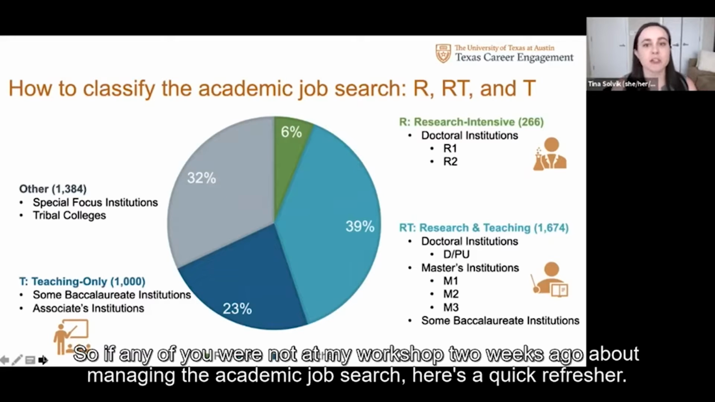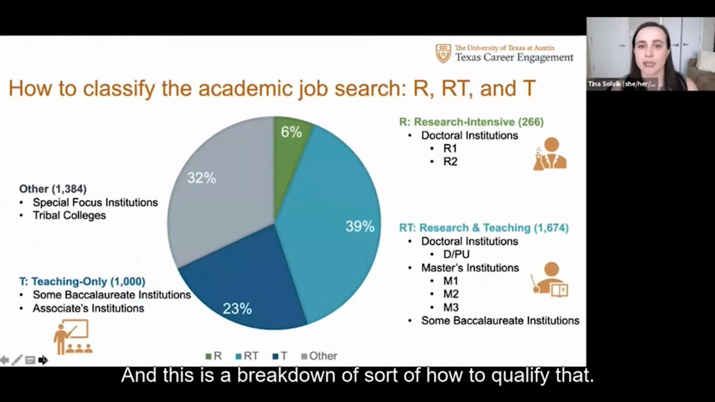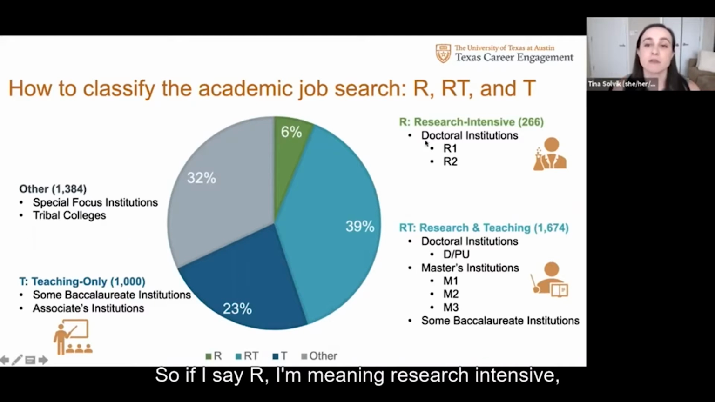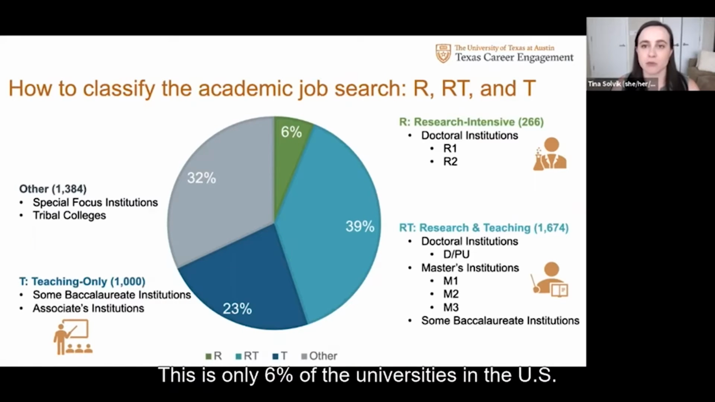a quick refresher. There are over 3,000 academic higher education institutions in the United States. And this is a breakdown of sort of how to qualify them. So if I say R, I'm meaning research intensive, which are doctoral institutions that are categorized as R1 or R2. And this is based on how many doctorates they produce and how much money they spend on research. This is only 6% of the universities in the US.